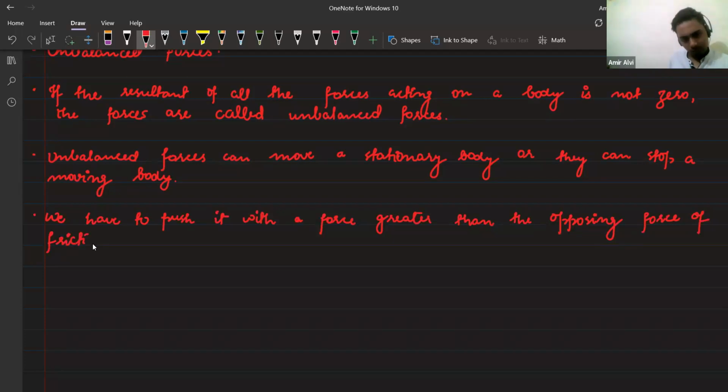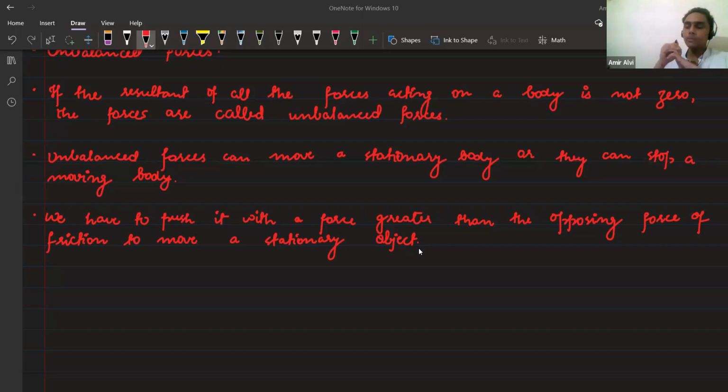Friction... move a stationary object. Clear? Yes. Sure, that's good.